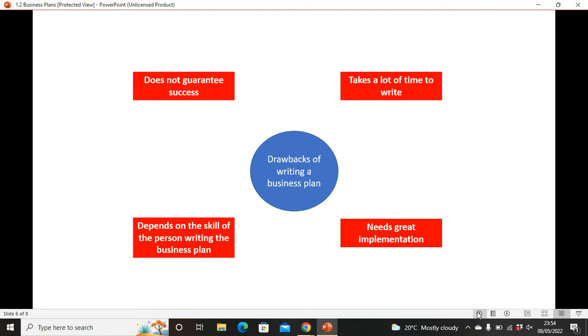It takes a lot of time to write as well, so it's very time consuming to write a business plan. It might take months and months to write an effective business plan, which is obviously taking away time from starting the business. It does also depend on the skill of the person writing the business plan. If they don't have much business experience, then the business plan might not be that effective anyway. And it needs great implementation. It's all well and good having this document in front of you, but once the business is set up, it needs to be referred to time and time again, and all the practices need to be implemented for the business to be effective.